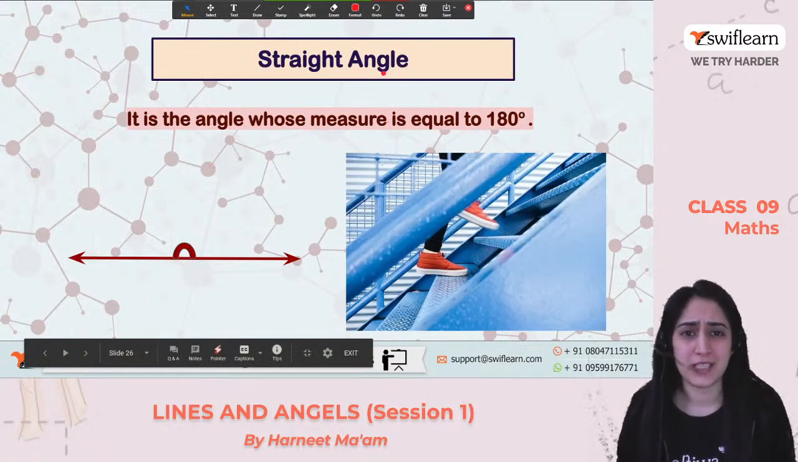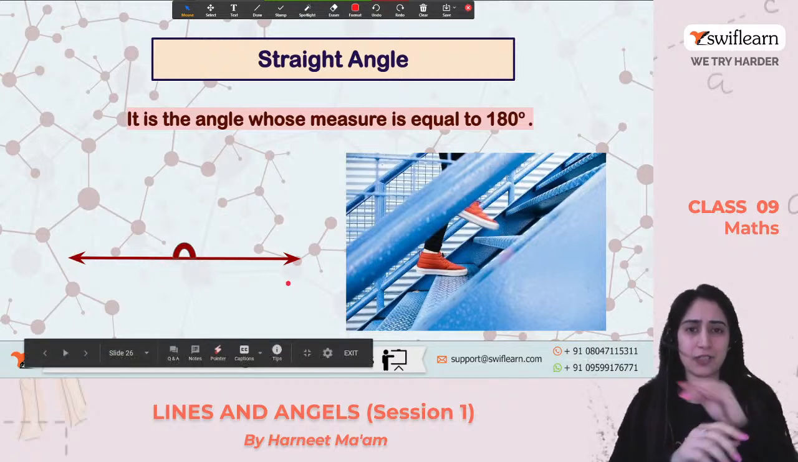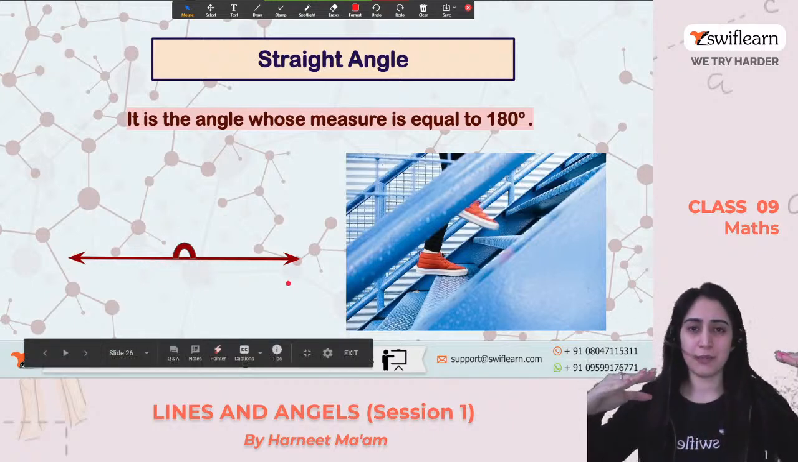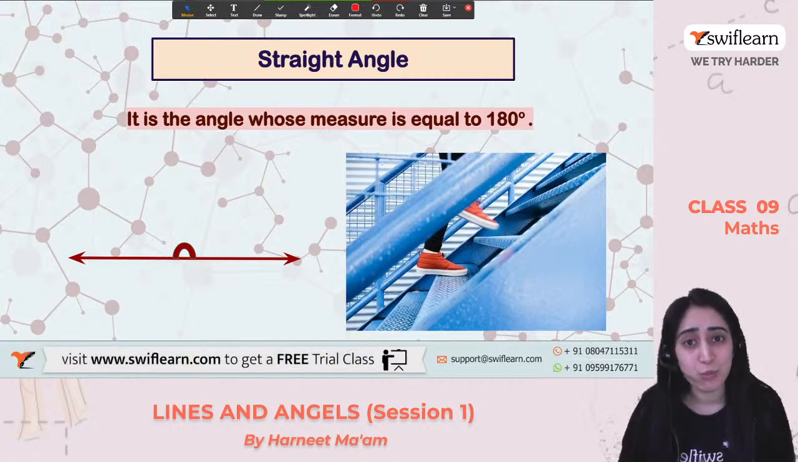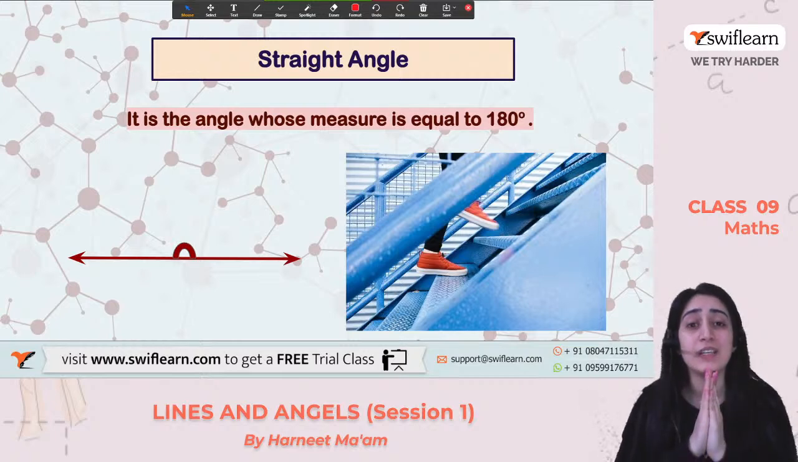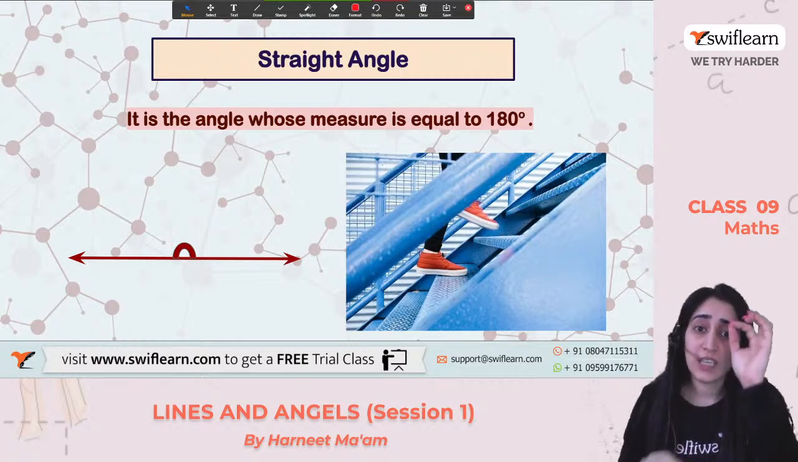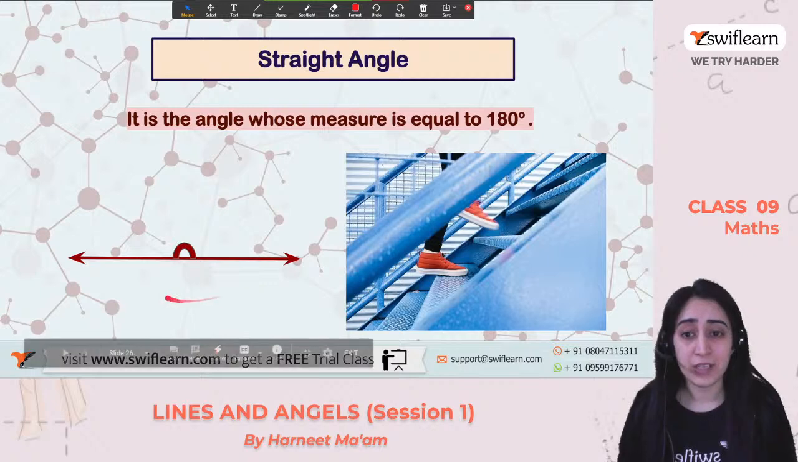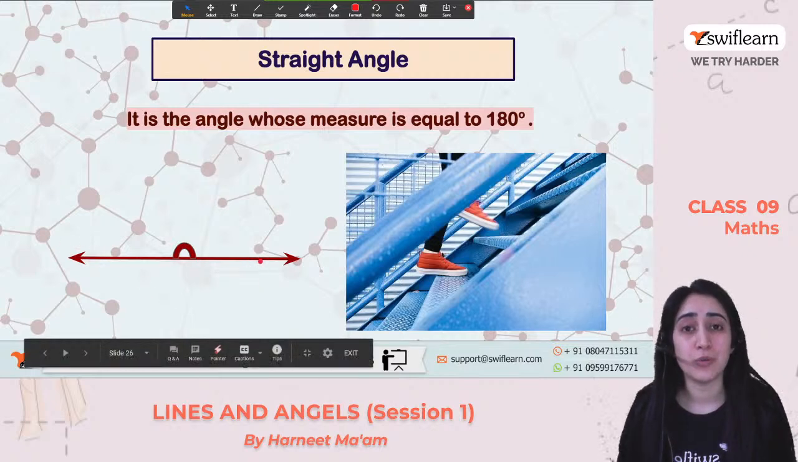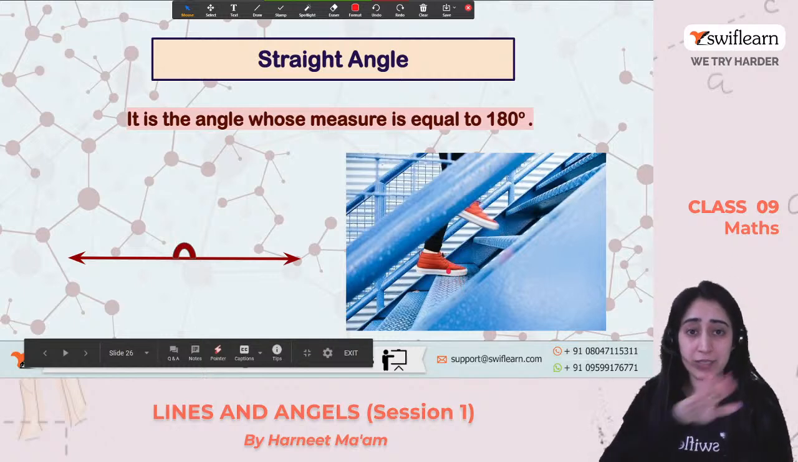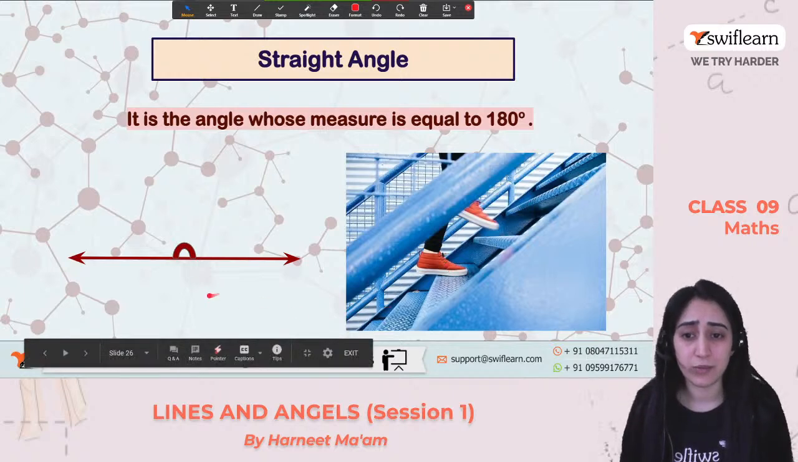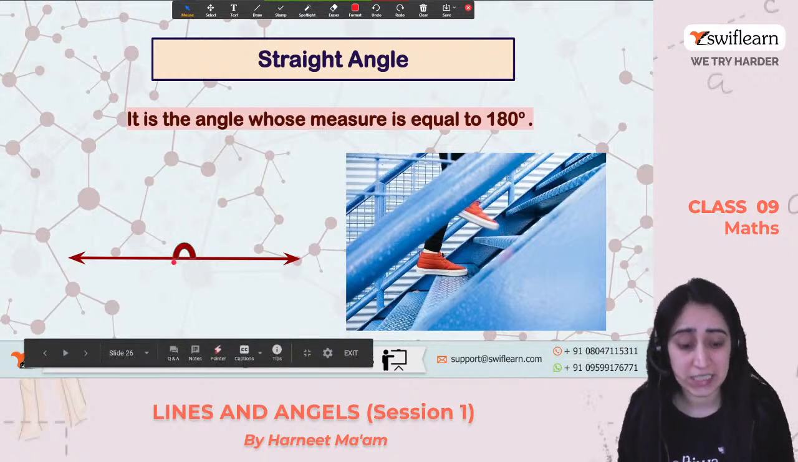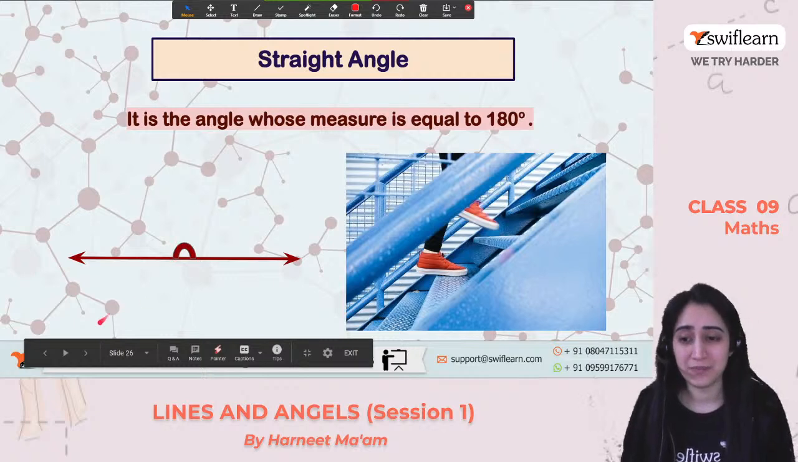Moving on to the straight line. If I tell you to draw a straight line, you'll draw it like this, a horizontal sleeping line, or maybe a vertical line. In that case, when we call it a straight line, we call it a straight angle because it is equal to 180 degrees. So the straight line is equal to 180 degrees, like this one. It's a staircase, a flat one. What angle is it forming? It's forming just this angle. This angle is 180 degrees. Clear with this one? Okay.